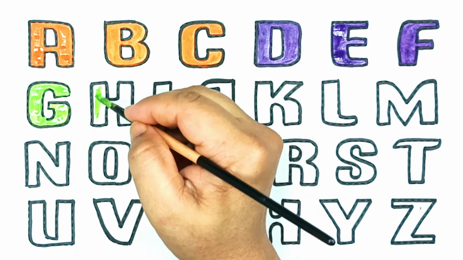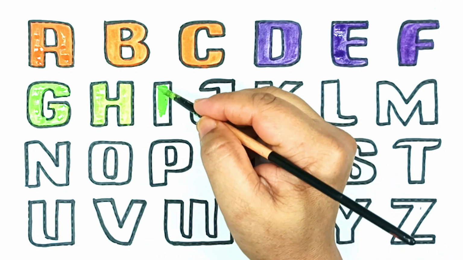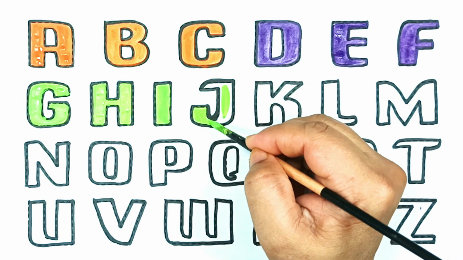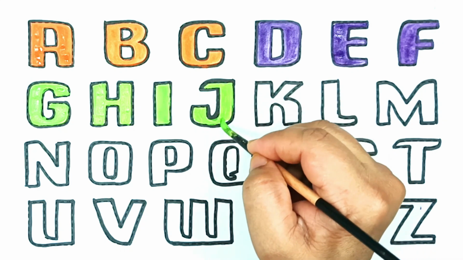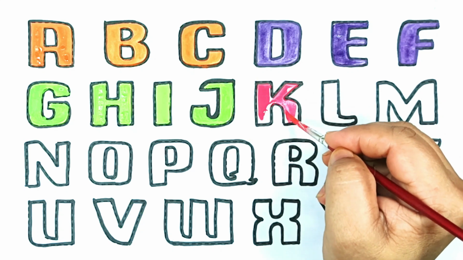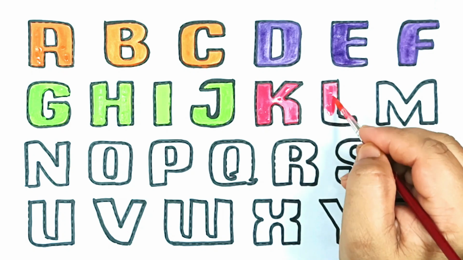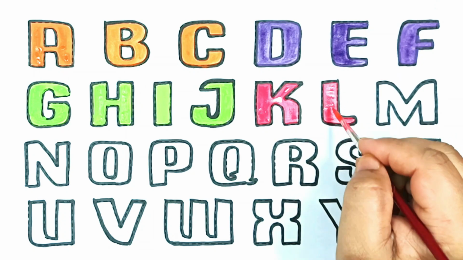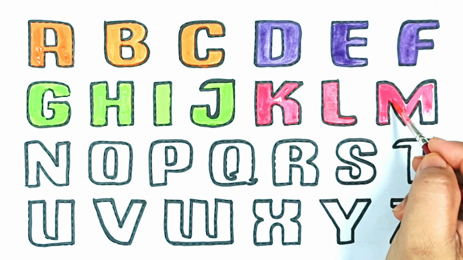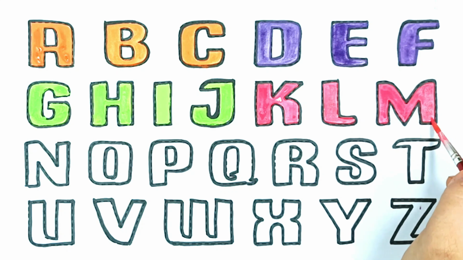G for glass. H for hat. I for igloo. J for jam. K for kite. L for lamb. M for man.